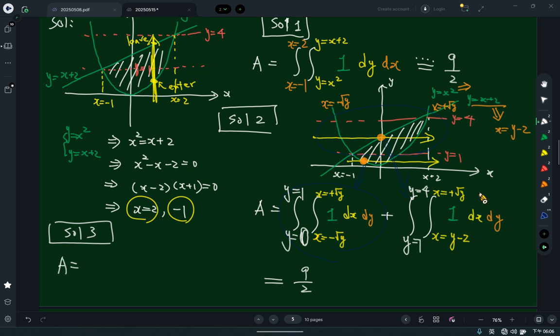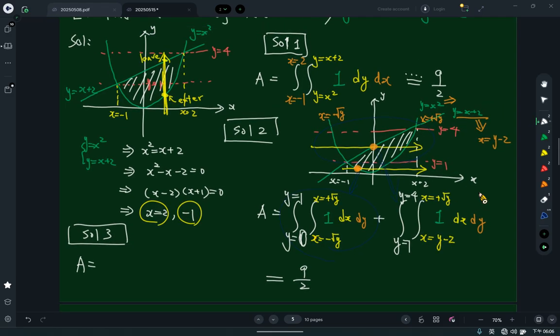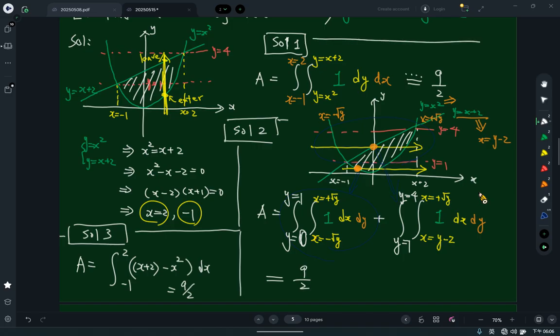Solution 3 will be A. We just treat it as a single variable function that integrates from -1 to 2. Then the upper is s plus 2 minus s squared, then dx. That is still this one. So there are 3 possibilities.